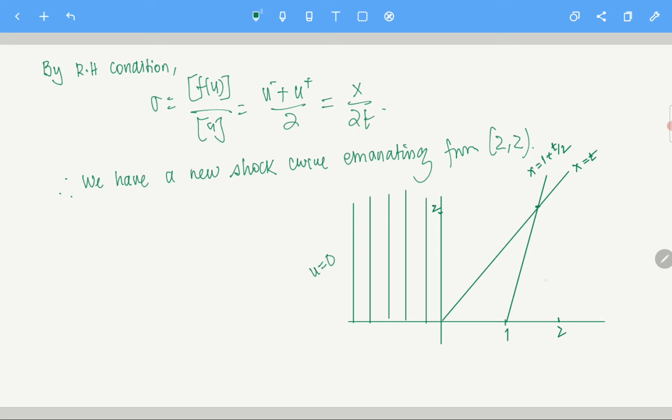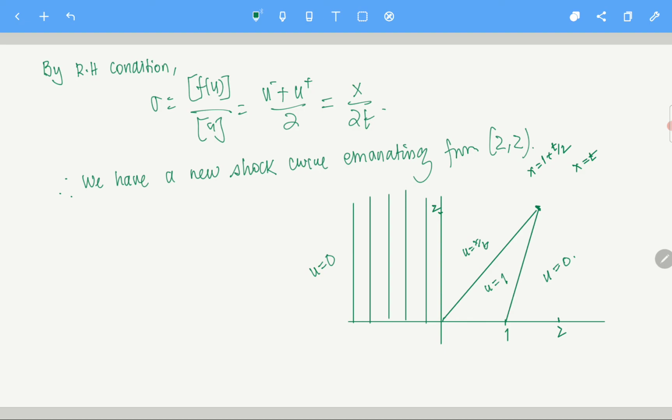Yes, here u is 0. Here u is x by t. Here u is 1. But from here there is an intersection at 2, 2. What do we do now? So both the lines are gone. Let me just draw another one. Okay, I hope this is fine.